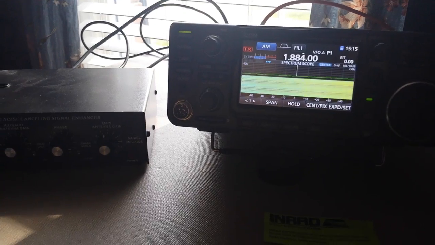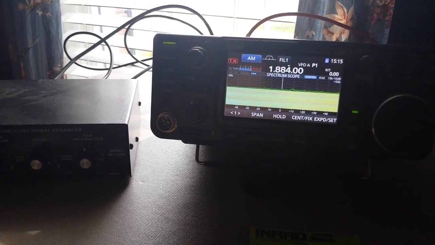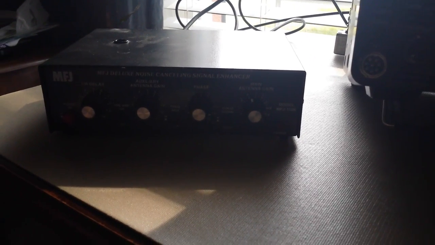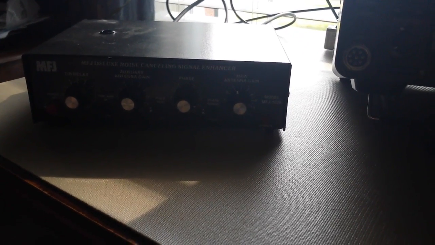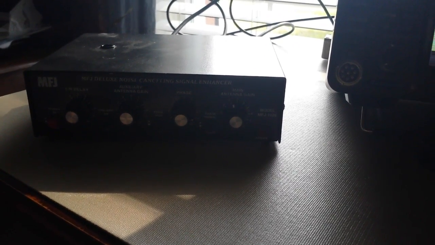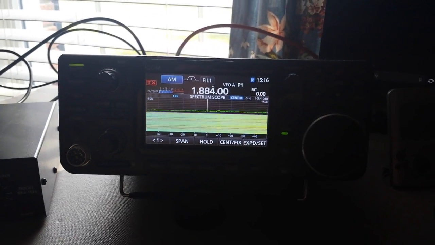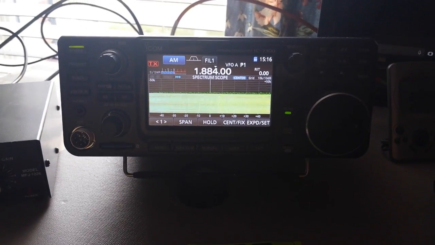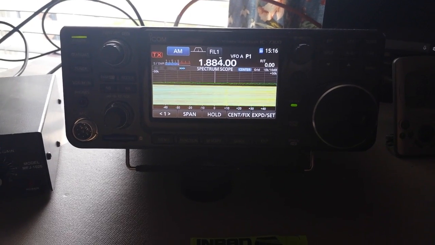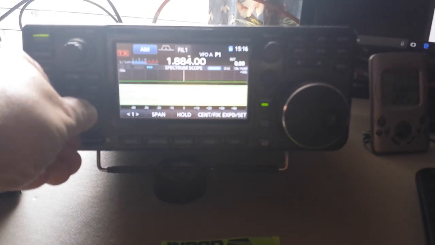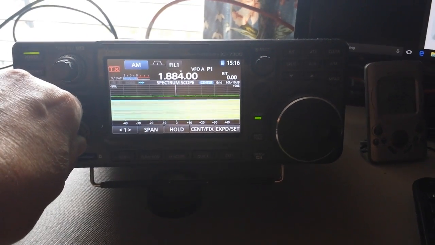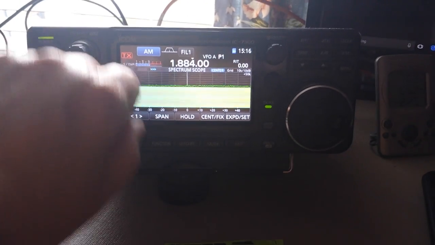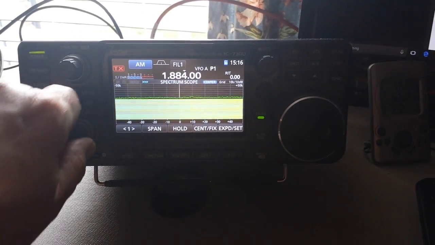I'm going to demonstrate how to connect the IC-7300 and the MFJ noise canceling signal enhancer together to eliminate line noise problems. The situation here is pretty bad, especially on 160 meters. As you can see here, we've got a lot of noise, and I'm turning the volume up. To get a good example of it, I'm using the AM mode. As you can see, we've got an S9 plus signal here.